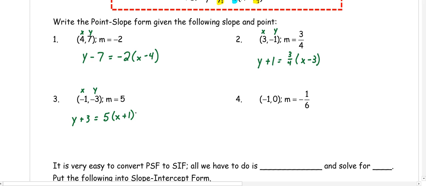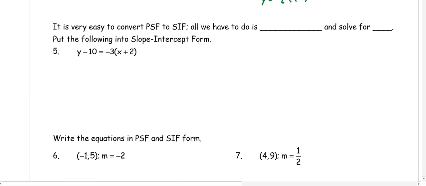In number 4, I have my x-coordinate and my y-coordinate again, so I would have y minus 0 equals -1/6 times x plus 1. Because there's a 0 there, you could just write it as y equals -1/6 times x plus 1. You don't need to put the 0 in if it's just a 0 for the coordinate. So now we're going to talk about how do we move from point-slope form to the slope-intercept, which is the one we've seen more. So what we do is we have to distribute into our parentheses, and then we need to solve for y.